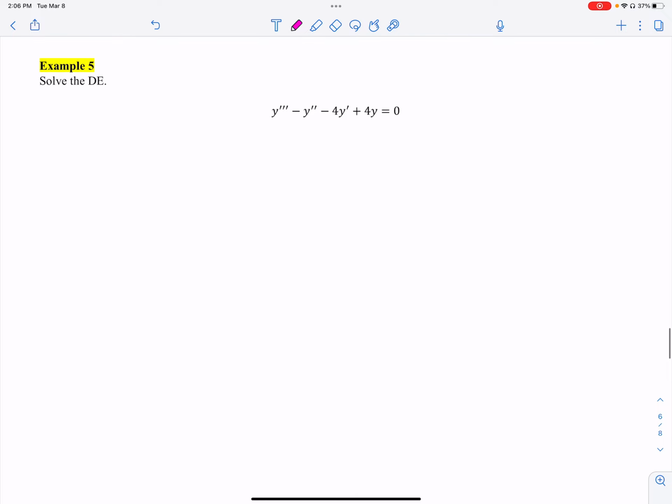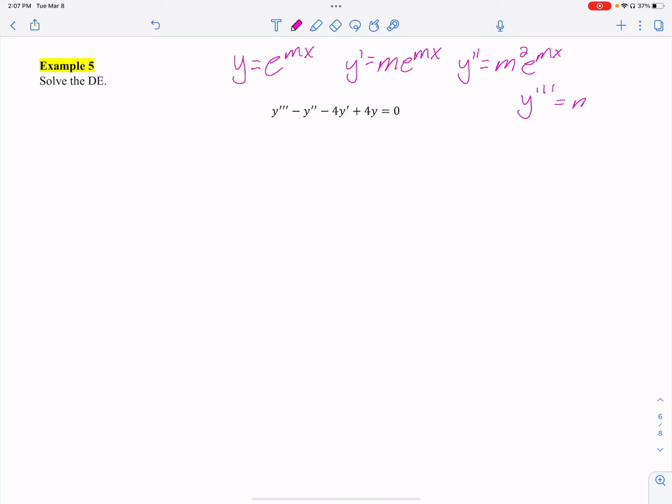So I could work with y equals e to the mx, and then I could go to y prime and do m e to the mx, and then y double prime and get m squared e to the mx, and then we need a third derivative, which is m cubed e to the mx. Just chain rules. I could plug all that in. Using all that, we would have the characteristic equation, m to the third minus m squared minus 4m plus 4 equals 0. Now we're dealing with a cubic.